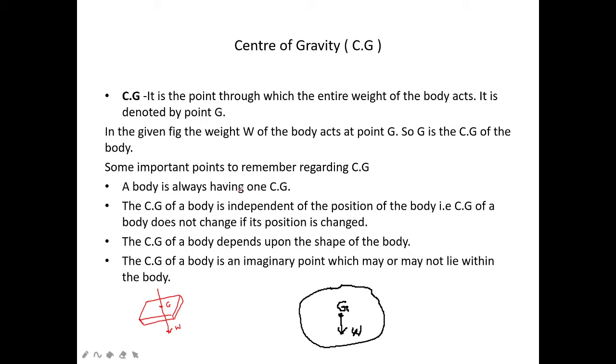CG helps to keep the body in equilibrium position. Some important points to remember regarding CG. The body always has one CG. Any body does not have more than one CG. The CG of the body is independent of the position of the body. That is, the CG of a body does not change if its position is changed.